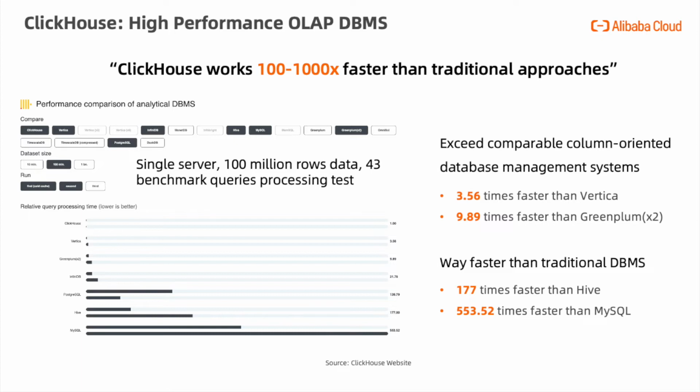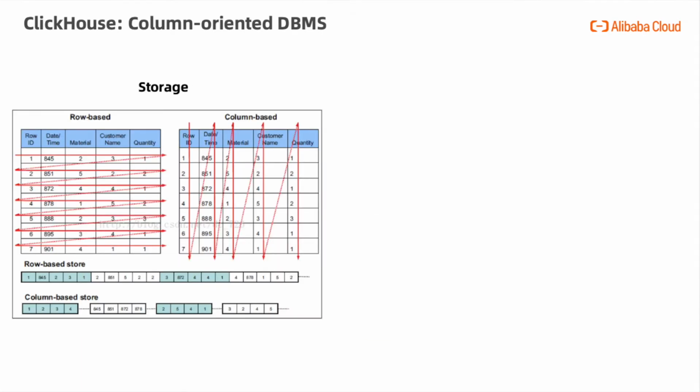To understand the technology behind it, we need to first learn what column-oriented database management systems are, and how a column-oriented database stores data. As the diagram shows, on one side we have a row-based table, and on the right-hand side is the column-based table. For a row-based table like MySQL and other traditional approaches, we store each row in an individual chunk. For example, each chunk includes the row ID, the date time, the material, the customer name, and the quantity, right?